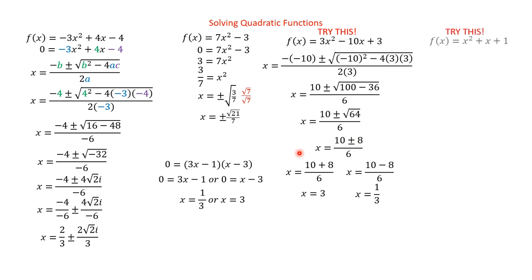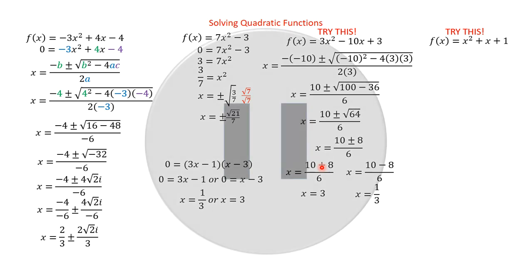So try this one. f of x equals x squared plus x plus 1. Everyone always thinks, oh, this one's going to be easy. a, b, and c are just 1. Well, you can't factor it, so plug it into the quadratic formula. Go ahead, pause, and come back when you're ready.